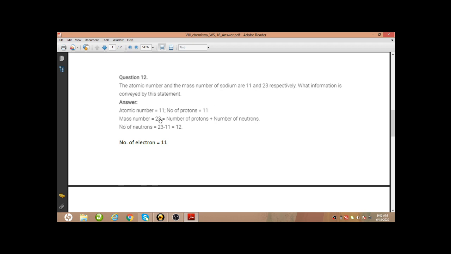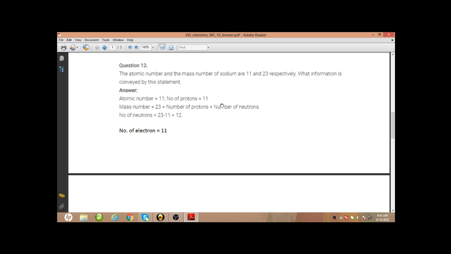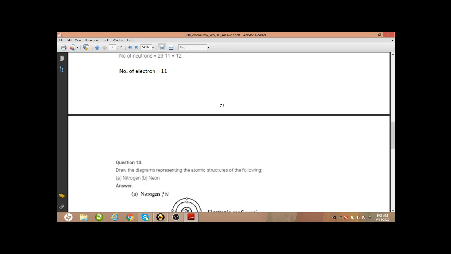And the mass number is 23, so from this we can get the number of neutrons as mass number minus atomic number, so 12. And from this we can get the electronic configuration as well. For sodium, you can do that on your own. Total number of electrons is 11, so this will be 2, 8, 1. So these pieces of information can be conveyed by this statement.